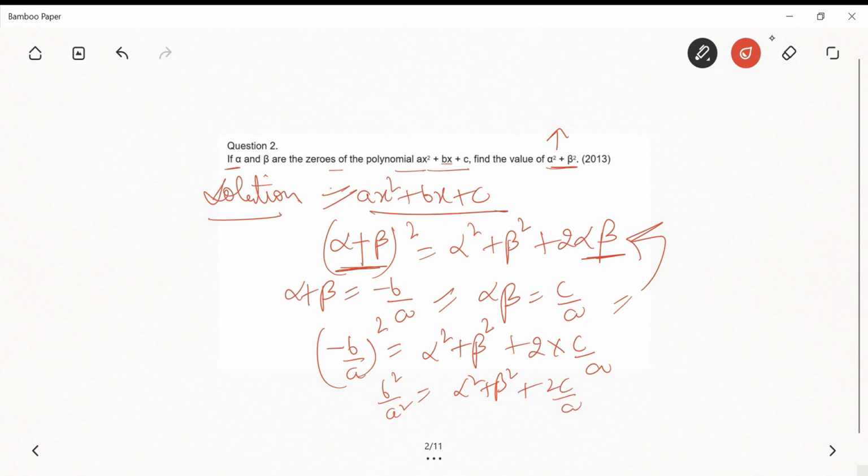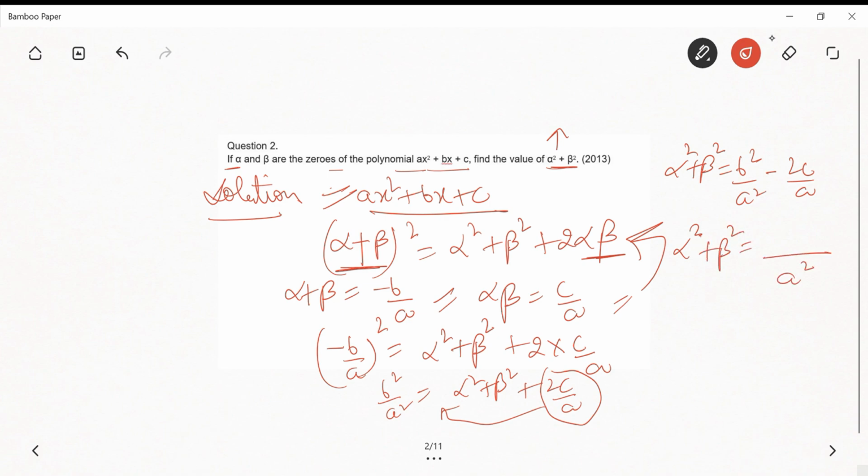Now we will transpose the 2c by a to the other side. So we will get alpha square plus beta square, that should be equal to b square by a square minus 2c by a. Take the LCM. LCM will be a square, right? So here we will write down a square, and that should be b square minus 2ca. So this is the value of alpha square plus beta square, that is b square minus 2ca divided by a square. Now let's move to the question number 3.